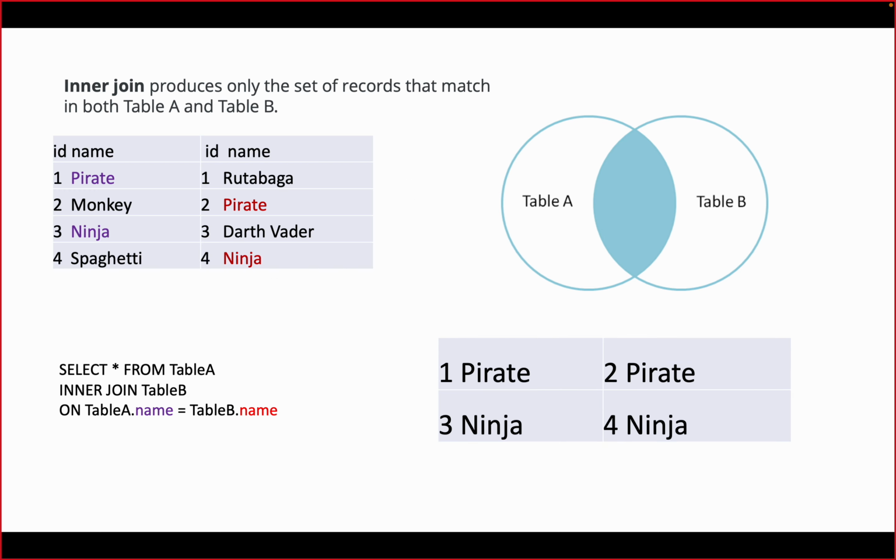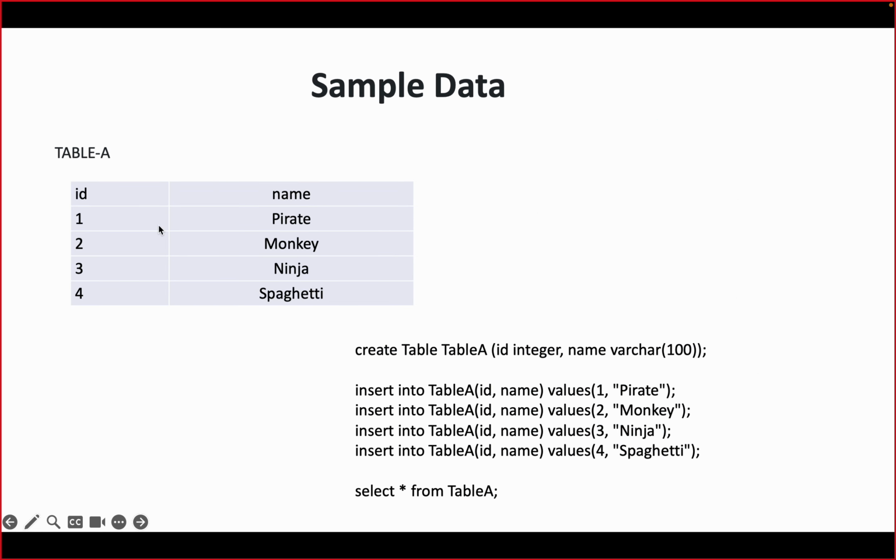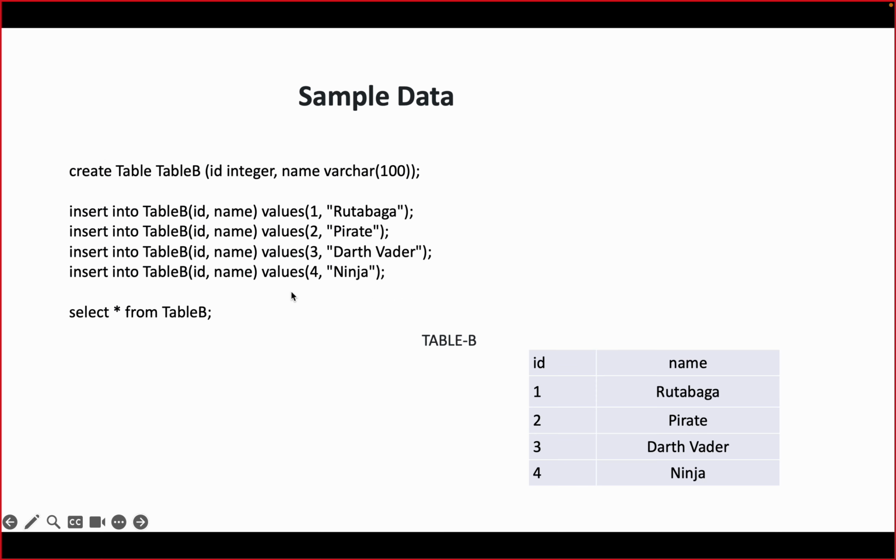They created two tables. Now, when I'm talking about inner join, it produces only the set of records that match in both table A and table B. So let's see what my table A says. Table A says ID 1 is pirate, ID 2 is monkey, ID 3 is ninja, ID 4 is spaghetti. Table 2 has ID 1 as Rutabaga, 2 as pirate, 3 as Darth Vader, 4 as ninja.